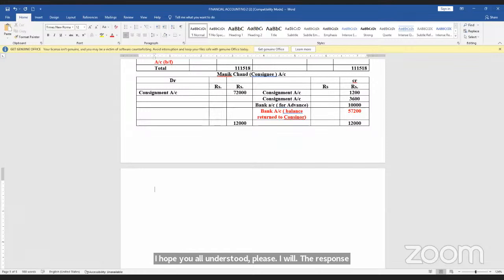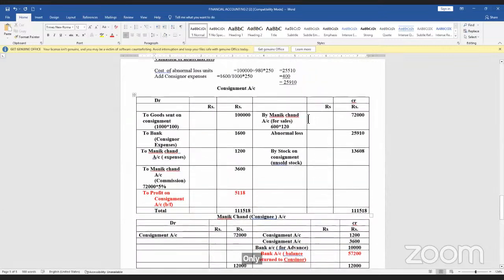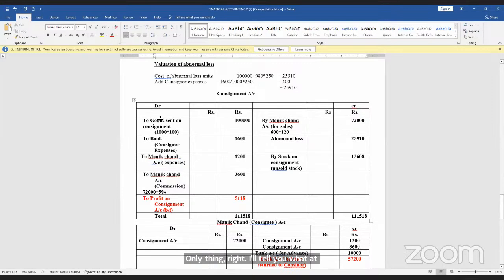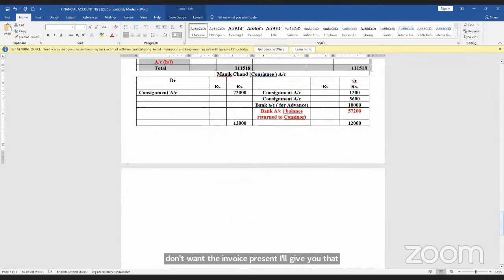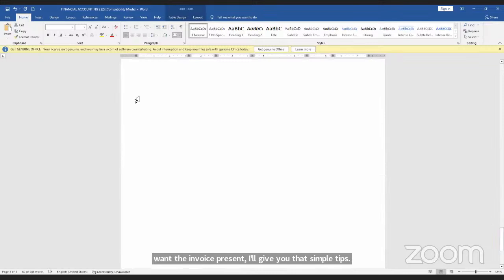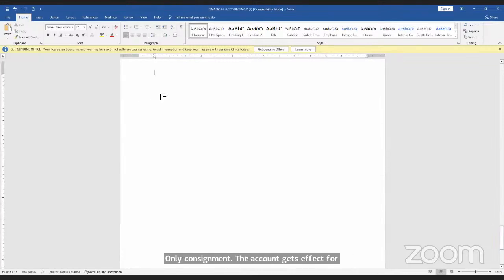It's already time up. Only thing, I'll tell you at least, if you don't know the invoice price, I'll give you this simple tip. Only the consignment account gets affected for the invoice price. The consignor account does not get affected.